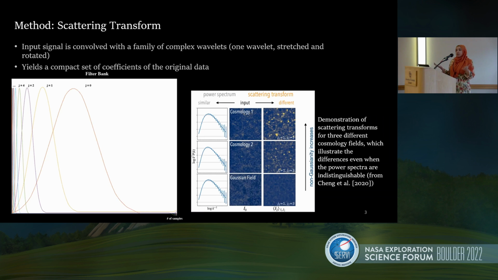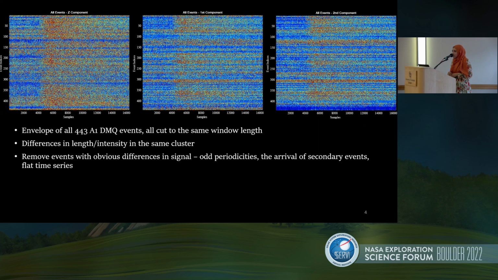So this is just a visualization of my data. These are the envelope of all 443 A1 deep moonquake events. So from left to right, it's the Z component, the first component, and the second component, because we have 3 components on our seismometer. And on the x-axis, you have samples. So we cut them to all the same sample length, 1,600 samples, which is about 40 minutes. And your event index is on the y-axis. And as you can see, there are differences in length and intensity in the same cluster.